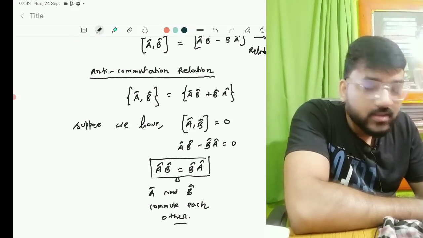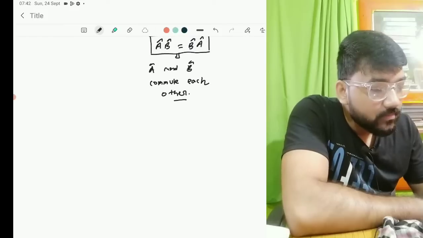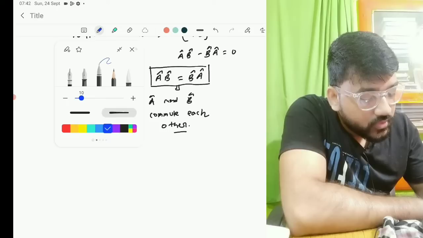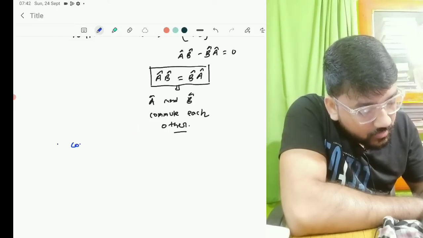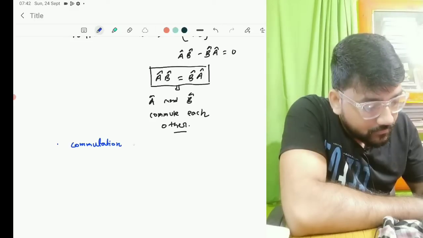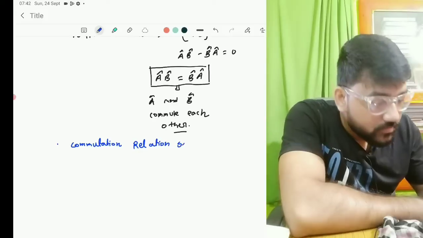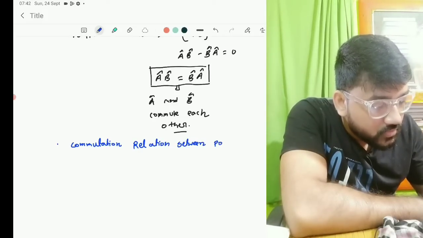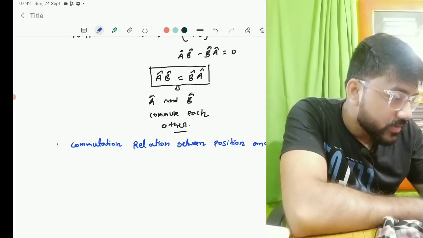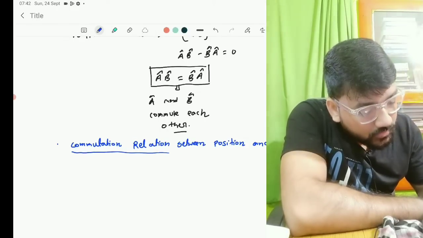Now let us take some examples, and the most familiar example is the commutation relation between position and momentum. Okay. So the next topic is the commutation relation between position and momentum. This is also a very important relation. Okay.